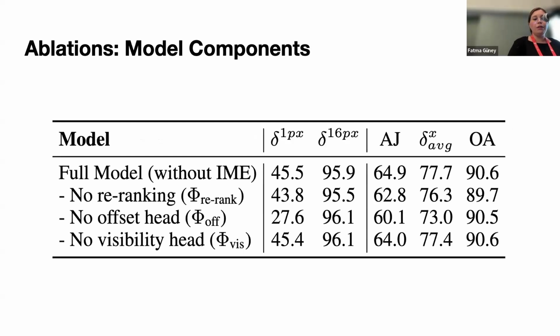Finally, here we show the importance of re-ranking and the offset head. Here, re-ranking is quite helpful. The offset head is helpful with delta 1 pixel accuracy, like this refinement that we mentioned.